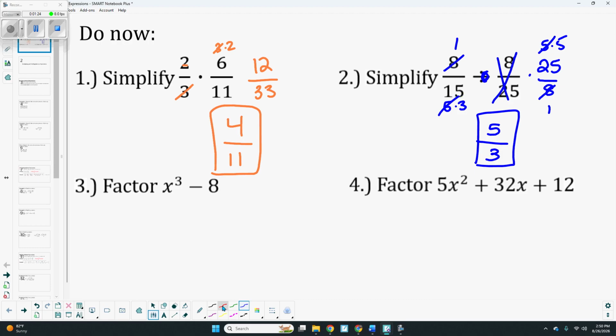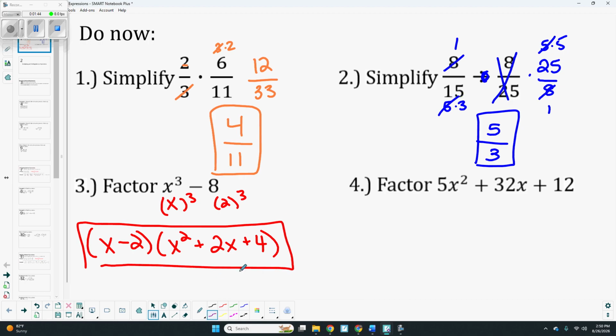Also remember factoring. When it's the difference of two cubes, right? This is really 8 being cubed, and this is really 2 being cubed. We have our special pattern. That's x minus 2, then the x squared plus the product, 2x, plus 2 squared, which is 4.